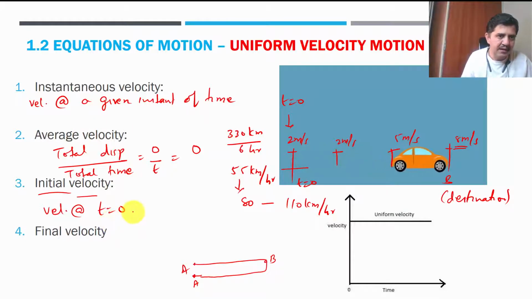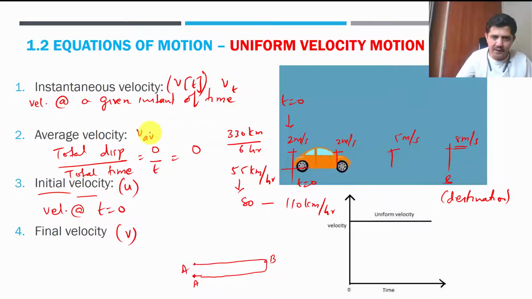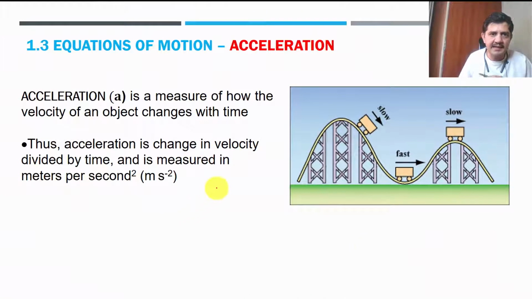So remember, initial velocity is given by the letter u, final velocity is given by the letter v, instantaneous velocity is given by the letter v of t. We can write it like this, or we can also write this as vt, and average velocity as v average. So a plot of velocity versus time for a uniform velocity graph looks like this. We have already seen this.